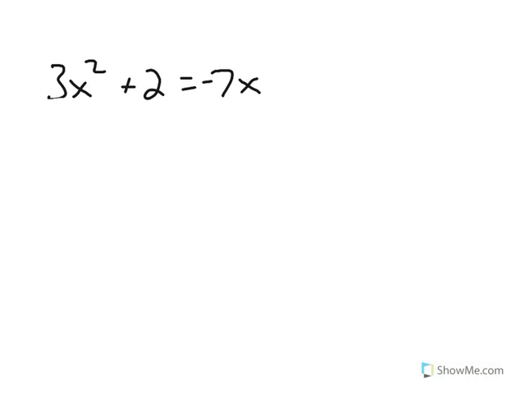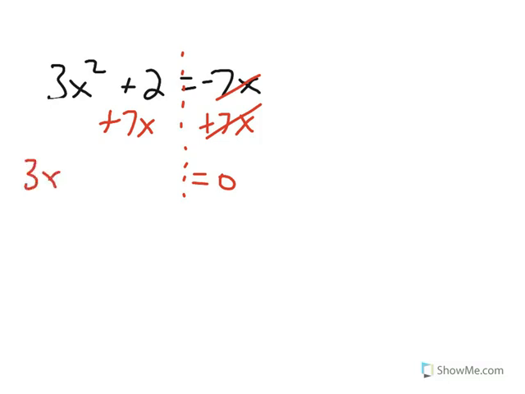If I'm going to move the 7x over, I'm going to do the opposite. I'm going to add 7x. But keep in mind, I can't put the 7x with the 2, and I can't put it with the 3x squared. It's not like terms. So what I have to do is write this whole thing out. Okay? On one side I have equals 0. On the other side I have 3x squared plus 7x plus 2. Okay? I'm not going to put anything together because they're not like terms.